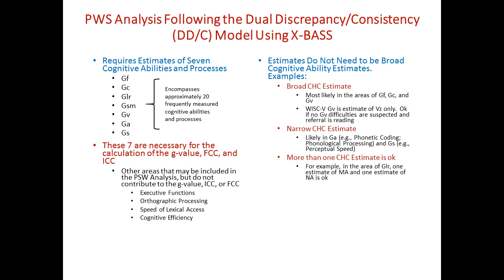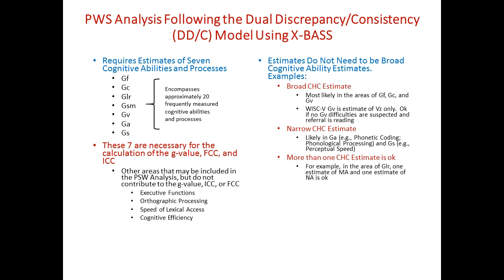But in some areas, it's really not easy to get a broad ability composite. The broad ability composites are fairly typical and can be achieved most readily in the areas of GF, GC, and GV, because that's how our tests are constructed. But there are times when you can't get a broad ability composite.